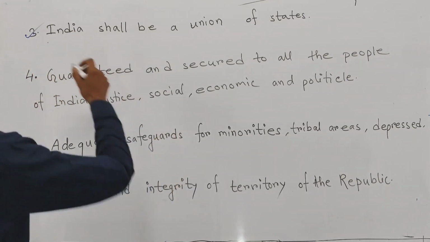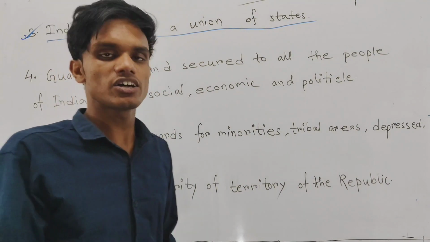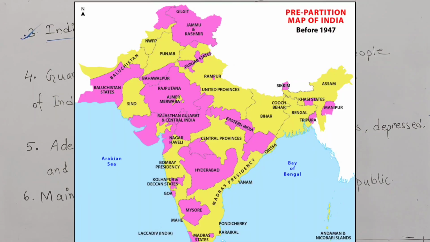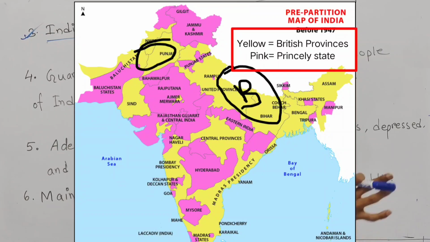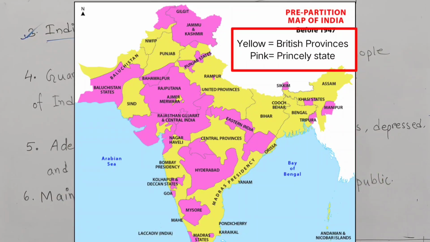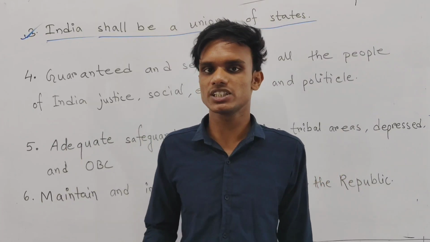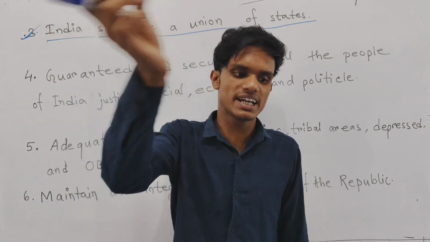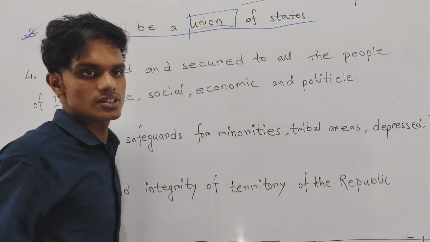The third objective resolution was that India shall be a union of states. What is the meaning of this resolution? At that time, some part of India was covered by the British, called British India, and some part was covered by the princes, called princely states. By this resolution, any princely state can join India. That's why the word union was used.